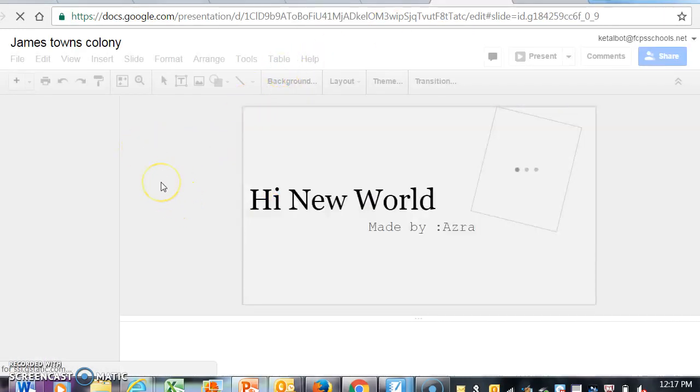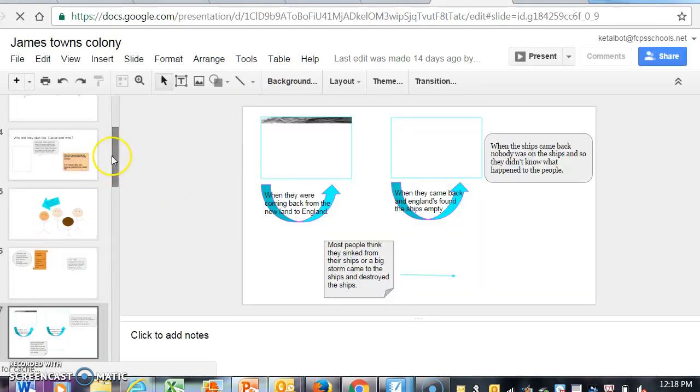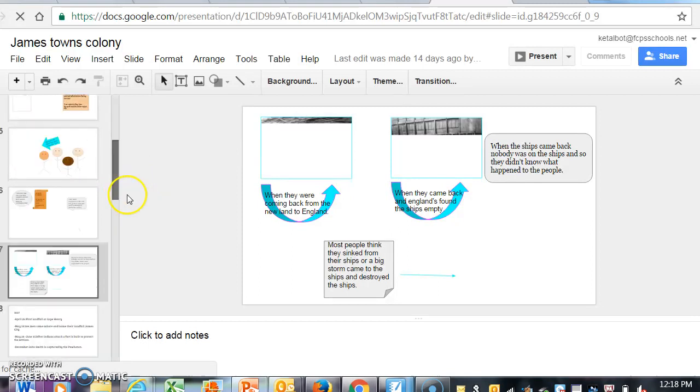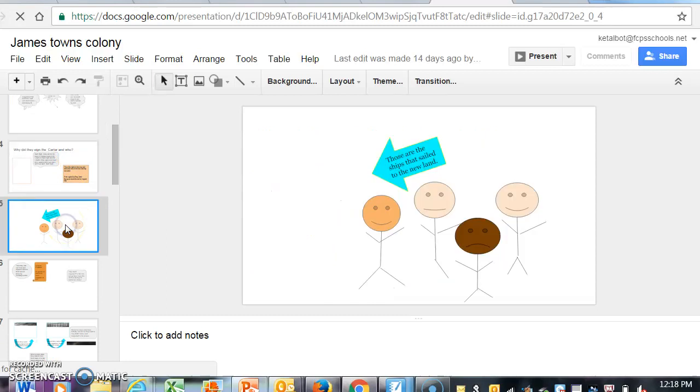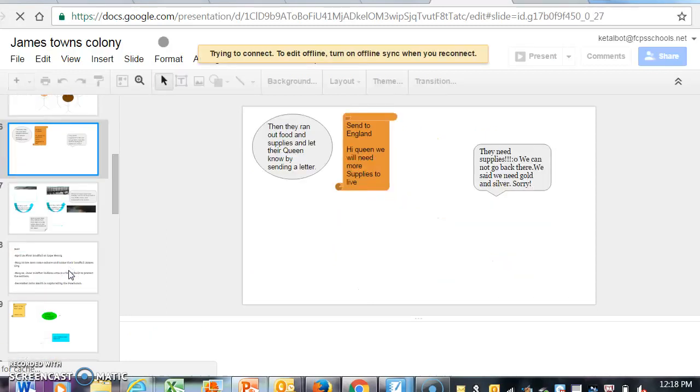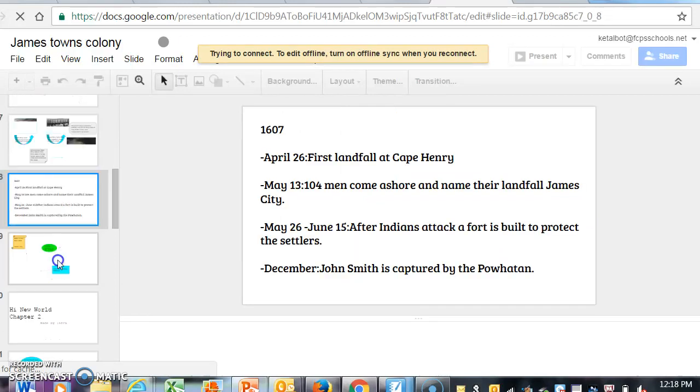We also created Jamestown Comics. We haven't gotten to add the narration piece to it yet, but the students explored the text boxes and adding dialogue and just how to insert the images as well as some different shapes for diagrams.